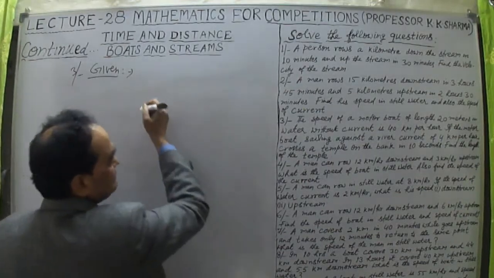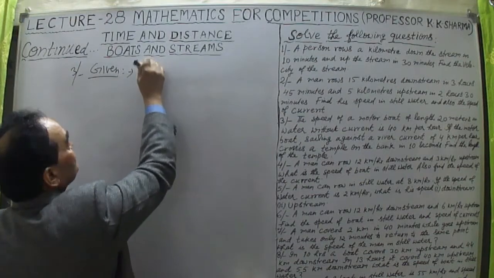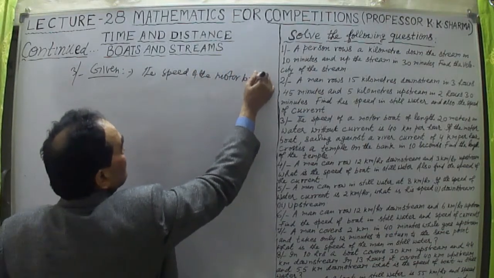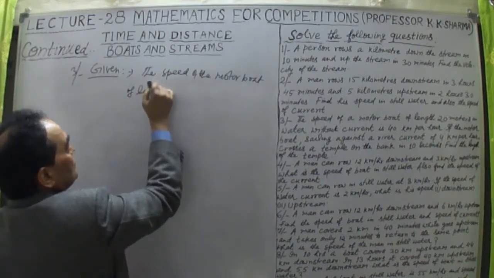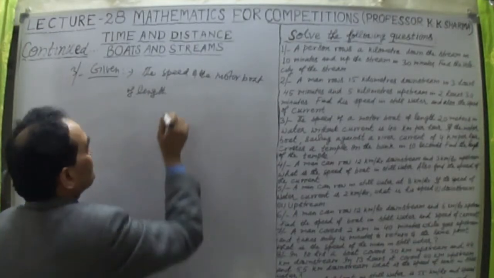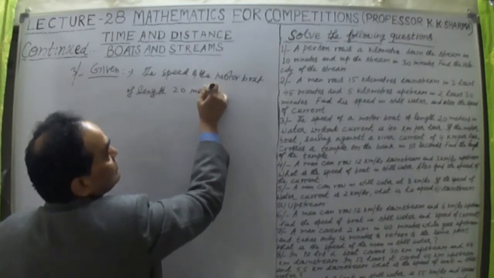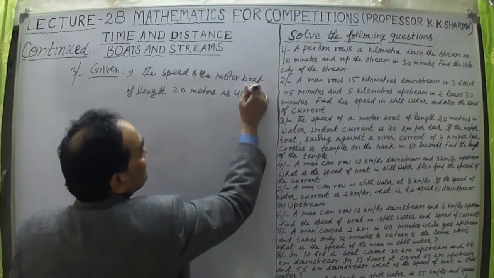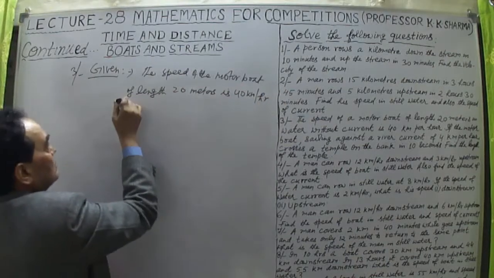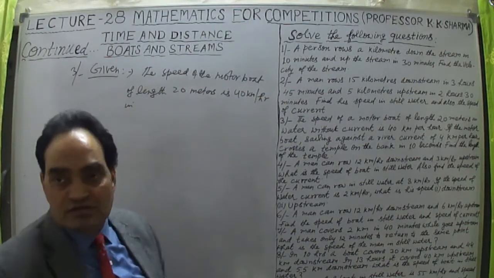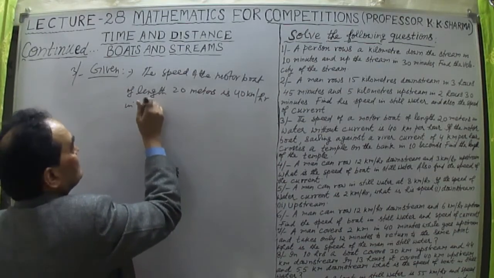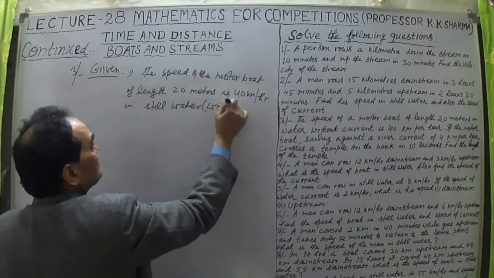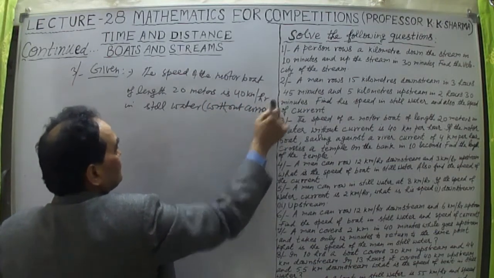So we will consider the length of the temple. Let me first write what is given to us. We are given a motorboat of length 20 meters, whose speed is 40 km per hour in still water, that is, without current. That is given to us.